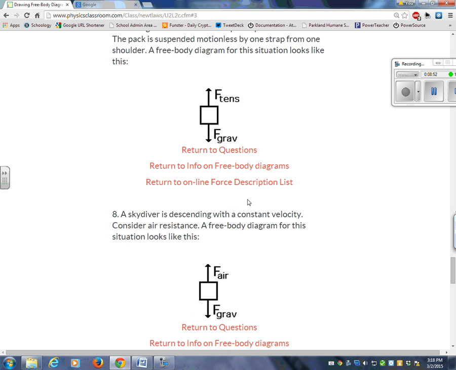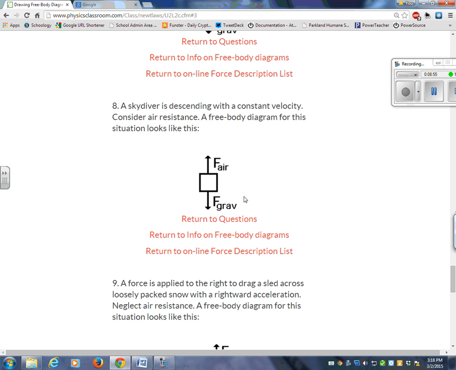Probably, yeah. Skydiver descending with a constant velocity. Air resistance is considered, so these have to be balanced, right? Am I making sense, Zach? Yep. All good, right? Yep.